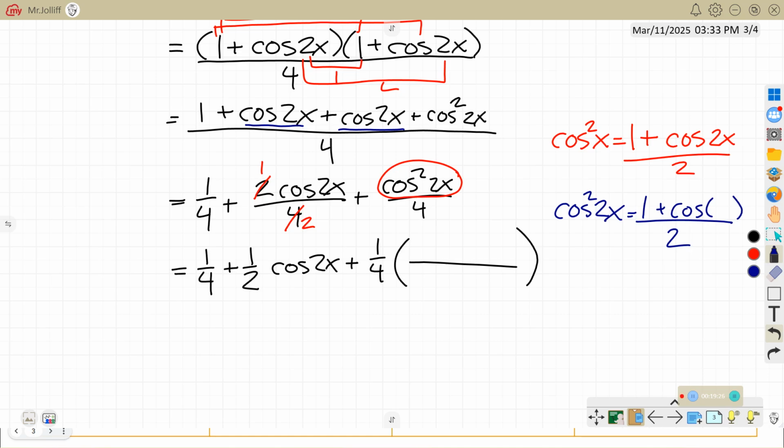So let's look at the pattern. The first took a single x and doubled it. If I take 2x and double it, what should I get? 4x, yeah. We take an exponent of 2 and turn it into a multiplication factor inside. Cos squared of x becomes cos of 2x. Cos squared of 2x becomes cos of 4x. So when I substitute in here, it's 1 plus cos 4x over 2.